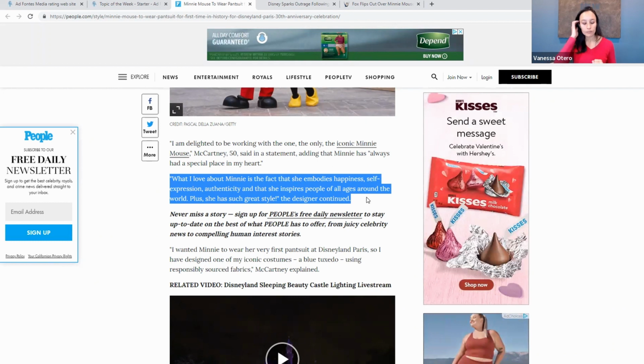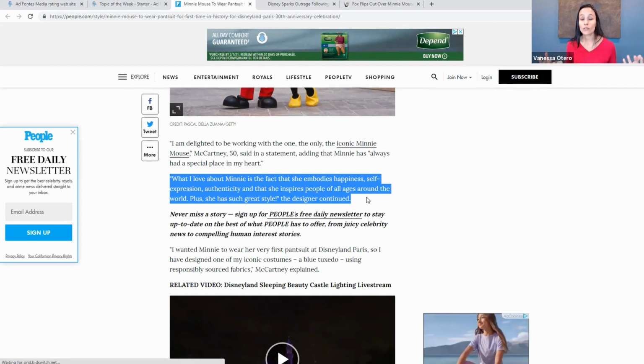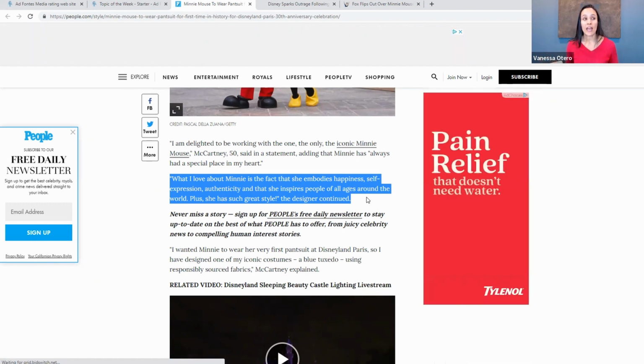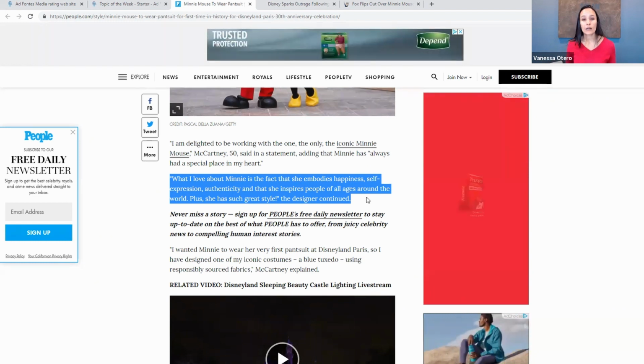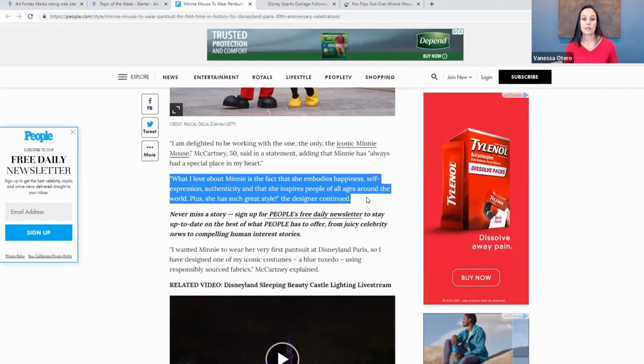Now, remember, when there are quotes in the article, we want to treat the quotes as the guest of the article. So think about the author as the host of the article. They have the choice on whose quotes to include. And here they're including Stella McCartney's quotes about Minnie Mouse. Now, we want to ask ourselves, why does the author include this particular person's quotes?